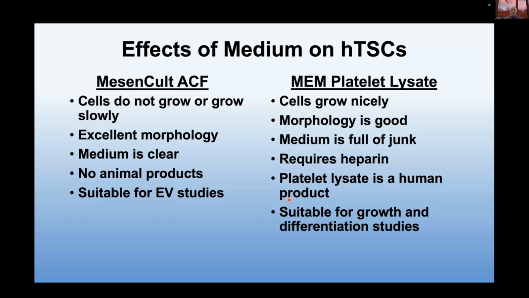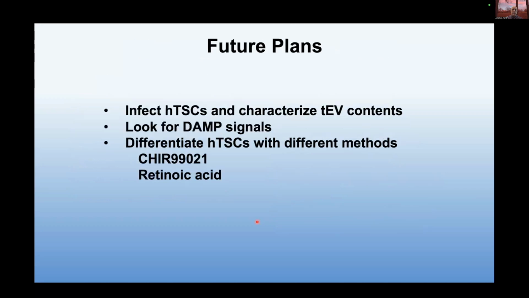Anyway, this is a human product. We have to keep that in mind. But this we're going to use for our differentiation. And so it's nice to have these two kinds of medium. I've heard from Jen that you guys have switched to another one now, and so we'll start growing that. But we're just really happy. The cells are growing nicely. They look great, and we're ready to do our experiments.